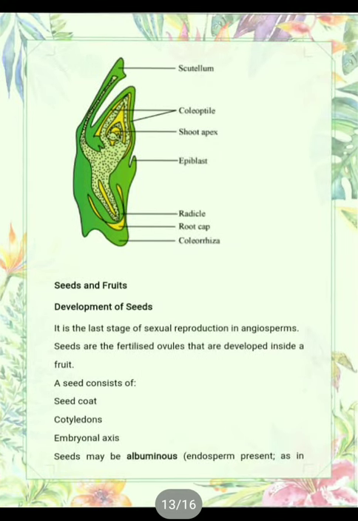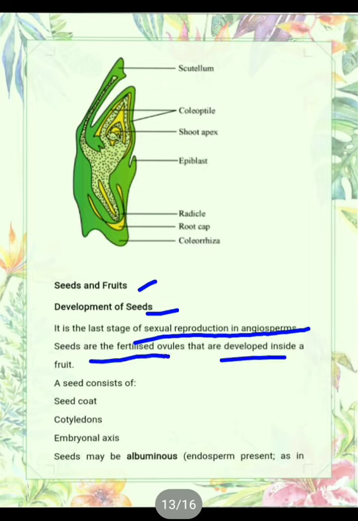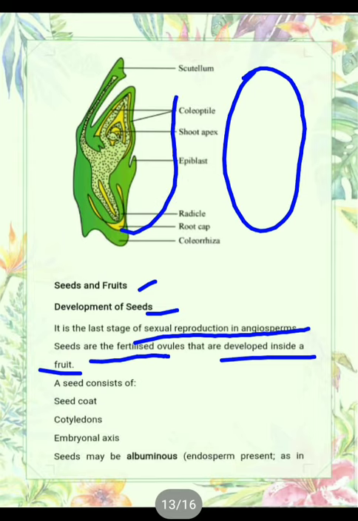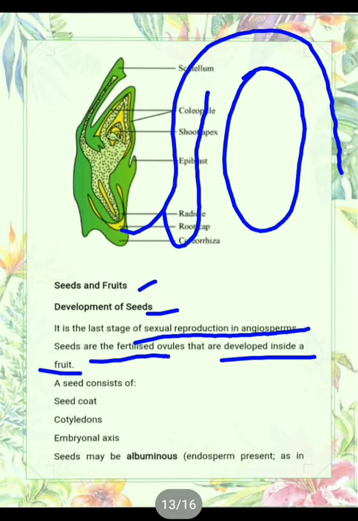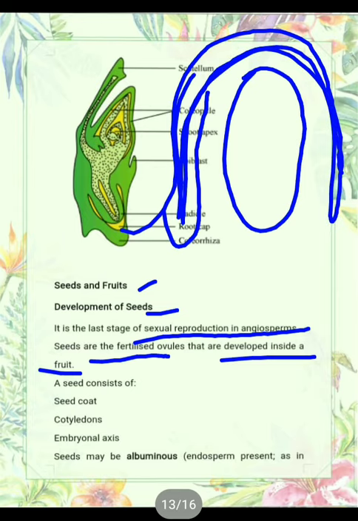After that we will discuss seeds and fruits. Ovules convert into seeds and ovary converts into fruits. So let us start with the development of seed. Actually it is the last stage of sexual reproduction in angiosperms. Seeds are the fertilized ovules that are developed inside a fruit. If you remember the diagram, the embryo sac is enclosed in the ovule. This one is the ovule, you can say. So this ovule converts into the seed, and the ovule is present inside the ovary. So ovary converts into the fruit.